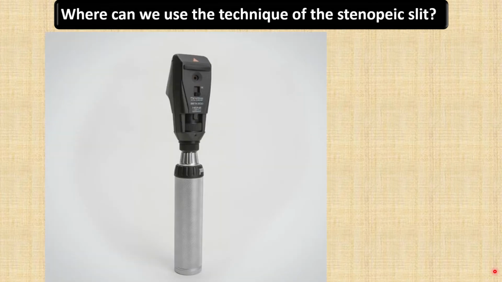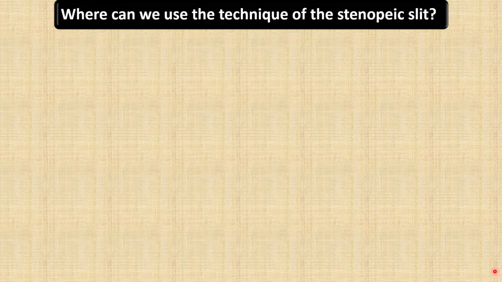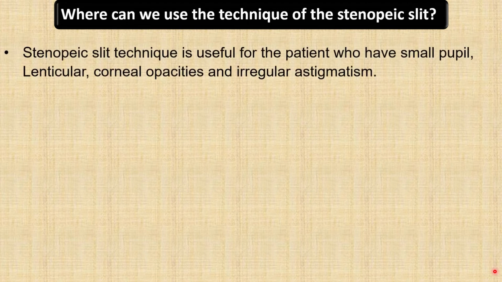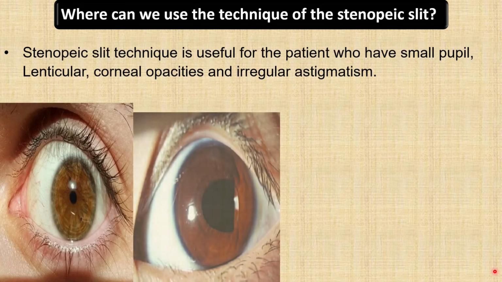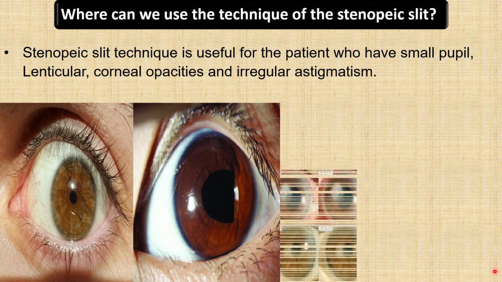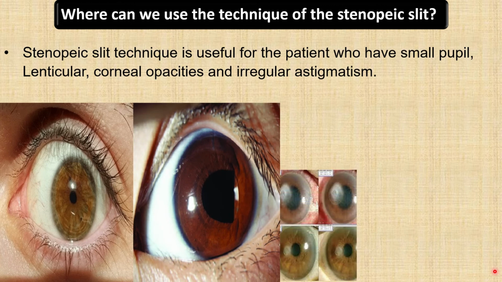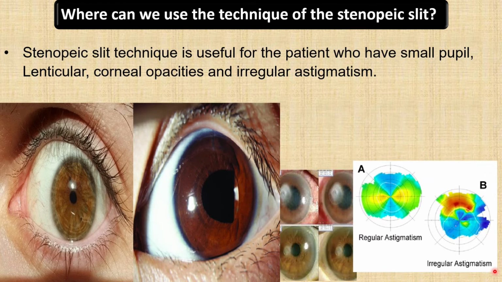If you are not able to find out the axis of the cylindrical power by performing the retinoscopy because the patient is having irregular astigmatism or unclear media of the eye, stenopic slit technique is useful for the patient who has small pupil, lenticular, corneal opacities, and irregular astigmatism.